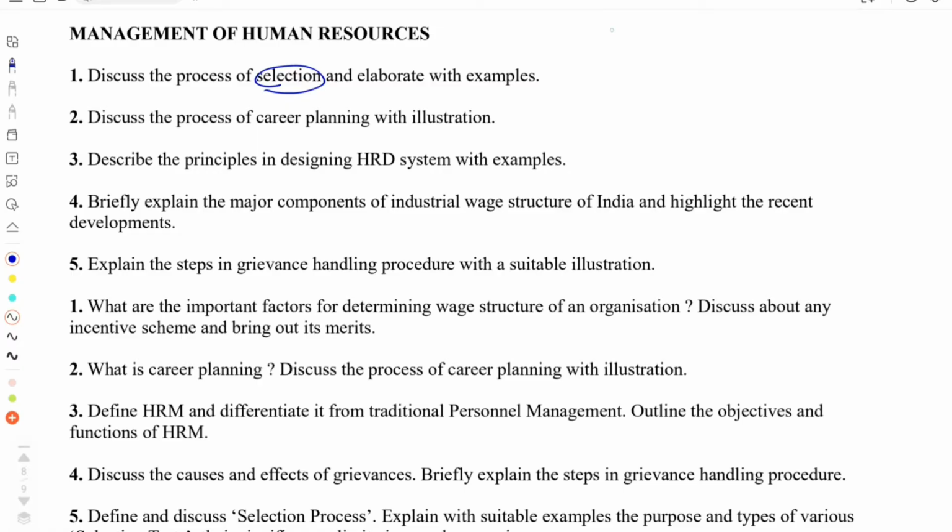So those are the things that you will have to write for such a question. The next question is, discuss the process of career planning with illustration. So what is career planning?